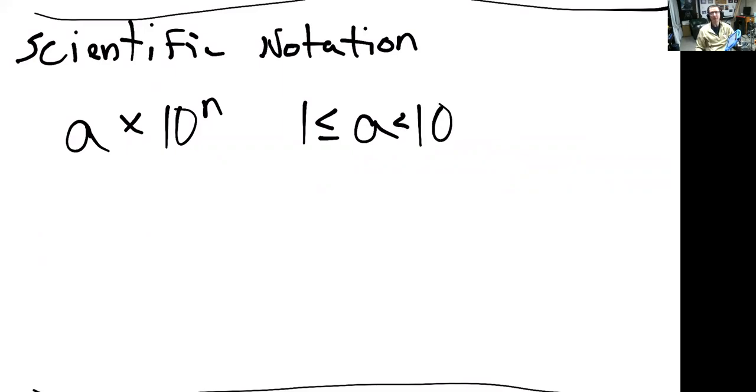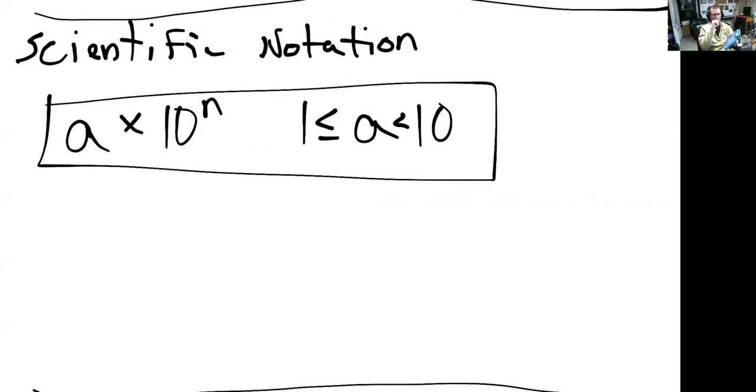If A were a number bigger than 10, we would divide it by 10 and just increase the exponent by 1. If A was smaller than 1, we would multiply it by 10 and reduce n by 1 in kind. So scientific notation is all numbers that are written like this.